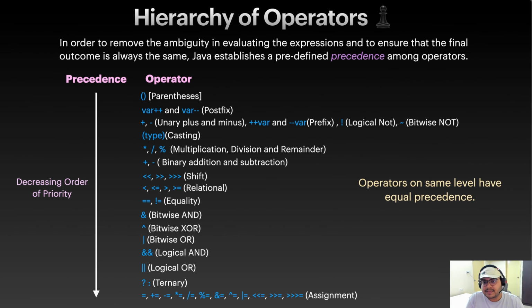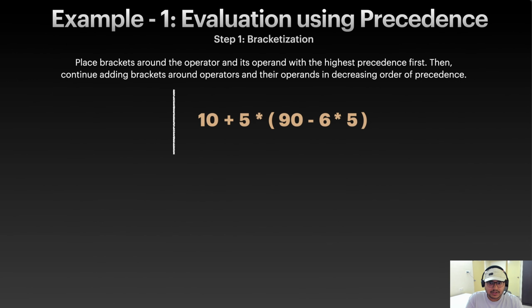So let's look at some examples. To solve any expression, follow these two steps. Step 1, bracketization. That is, place brackets around the operator and its operand, which has the highest precedence, and continue adding brackets in decreasing order of precedence until all the ambiguity is removed.